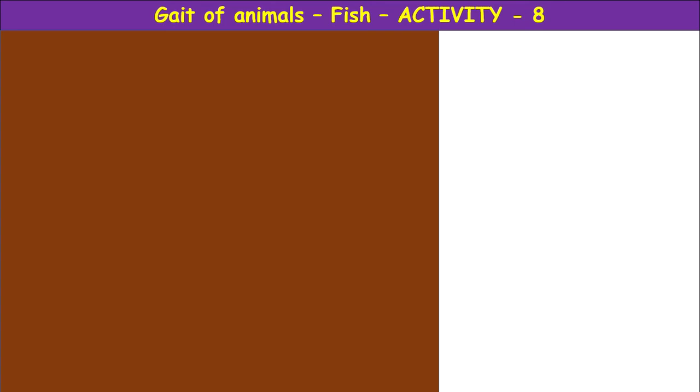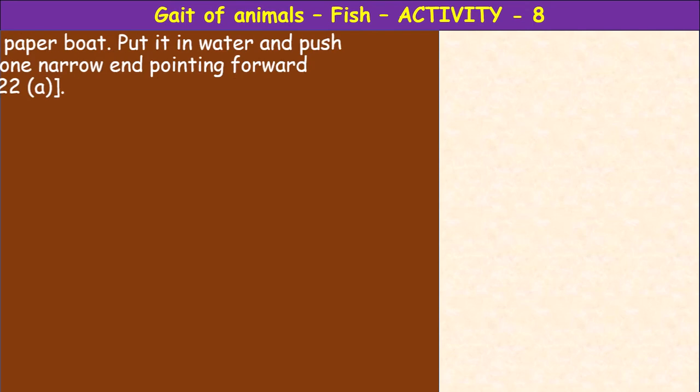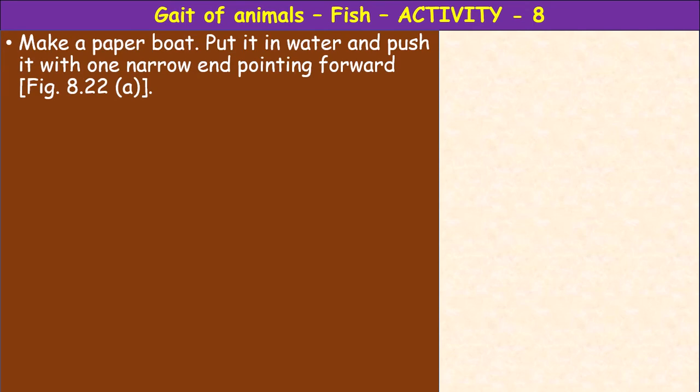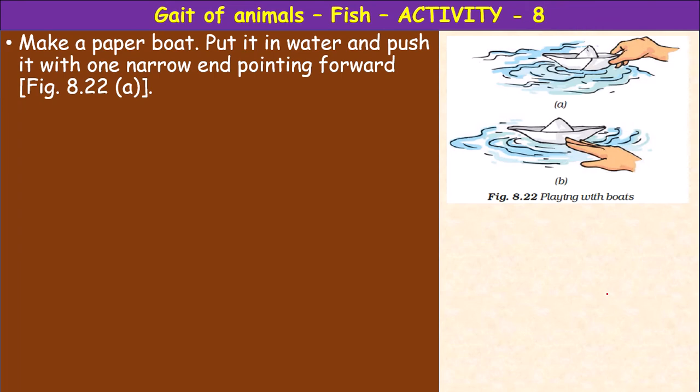Now come to the next animal, fish. Gait of fish. So first, let us know with the help of an activity. Make a paper boat, put it in water and push it with one narrow end pointing forward. Like this, you can prepare paper boats and push the narrow end.